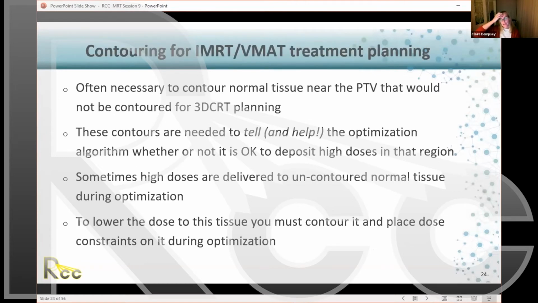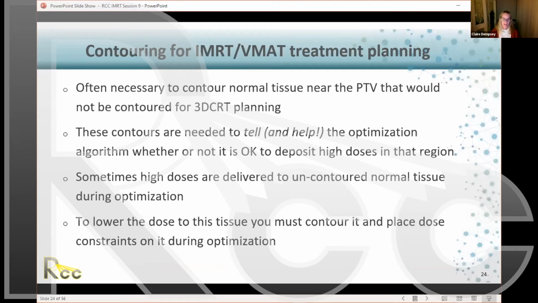So like I said before, sometimes it's necessary to contour a lot of normal tissue near the PTV that we wouldn't normally contour if we were doing 3D conformal planning or forward-based planning. But these contours are necessary to tell and to help the optimization algorithm whether or not you're allowed to deposit high dose in that region.